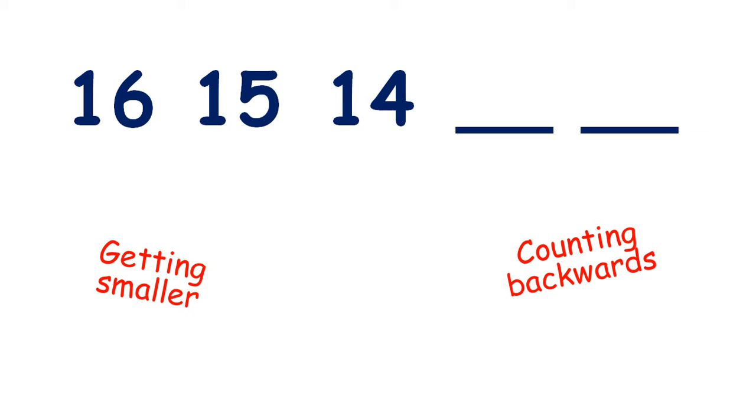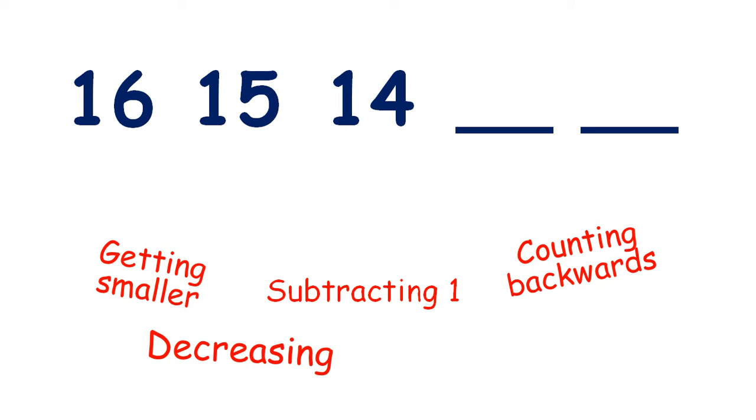Or you could say that we're subtracting 1 each time. So remember that if we're counting forwards, we say that we're adding 1 each time, but if we're going backwards, we're subtracting 1 or taking 1 away each time. You can say that the numbers are decreasing, which is a fancy word for getting smaller. Or you can say that the numbers are going in descending order, which basically means they're going down.